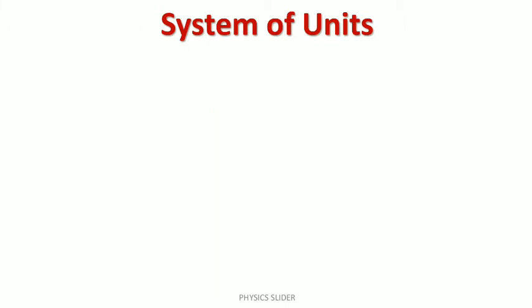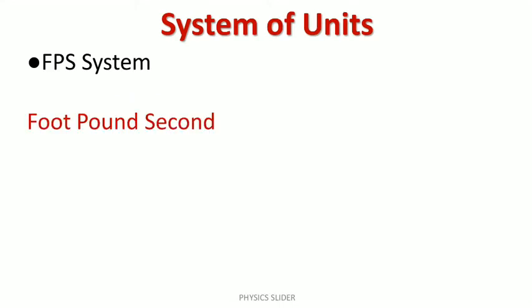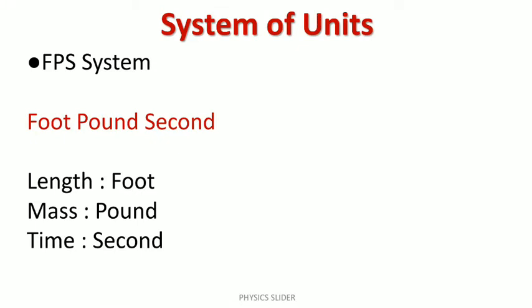Moving ahead, we have the next system of units, that is the FPS system. FPS stands for foot, pound, second. So in this system of units, the length is measured in foot, the mass is measured in pound, and the time is measured in second. So this system of units is called the FPS system.